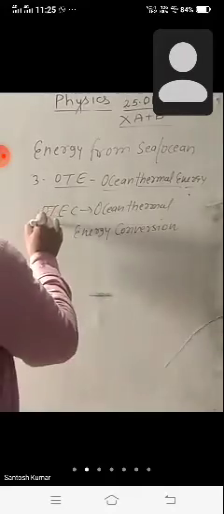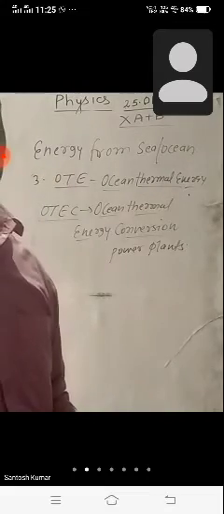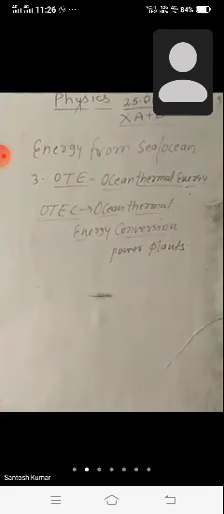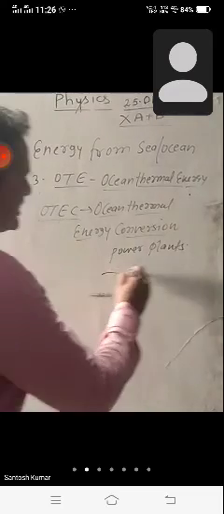These are simply the power plants where this occurs. OTE, what? Ocean Thermal Energy. So in the case of the ocean, is there an amount of heat present in the ocean, or is some heat trapped in between the ocean's layers? Do you know about this? Anyone? No. Okay.